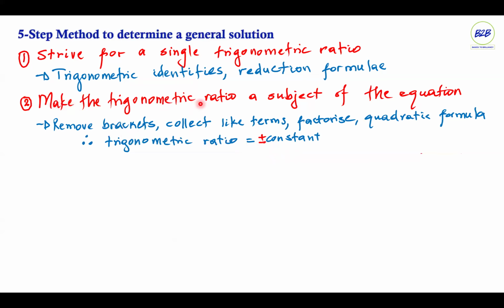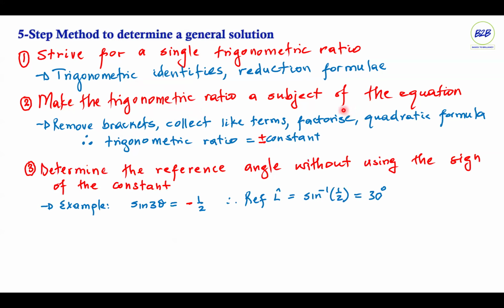This is what you do. This is how to do it. And then we move into the third step. Now that we have the trigonometric ratio as the subject of the equation, what is next? Then we determine something that we refer to as the reference angle. Very important, determine the reference angle without using the sign of the constant. So this method that we will focus on is without using the sign of the constant.